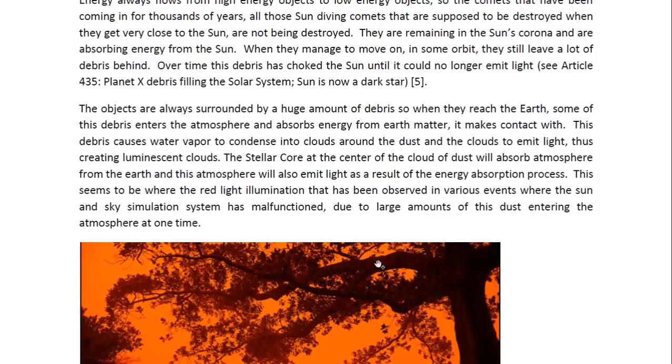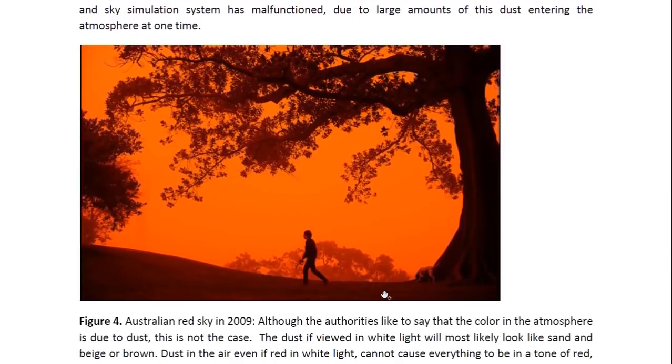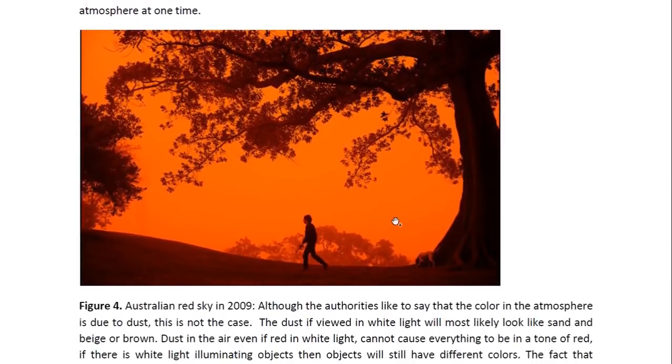The stellar core at the center of the cloud of dust will absorb atmosphere from the Earth, and this atmosphere will also emit light as a result of the energy absorption process. This seems to be where the red light illumination comes from that has been observed in various events where the sun and sky simulation system has malfunctioned due to large amounts of this dust entering the atmosphere at one time. And this seems to be one of those events because the sky looks red. In fact, the whole atmosphere is only being illuminated by red.